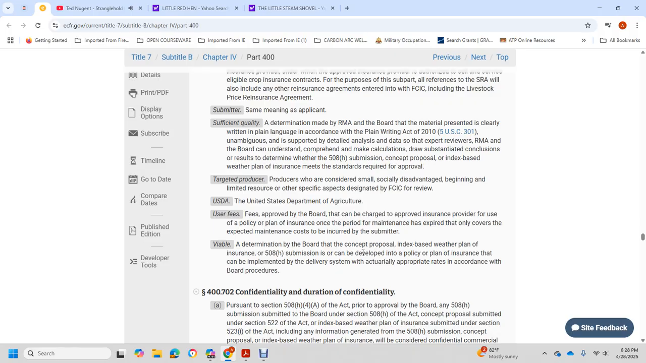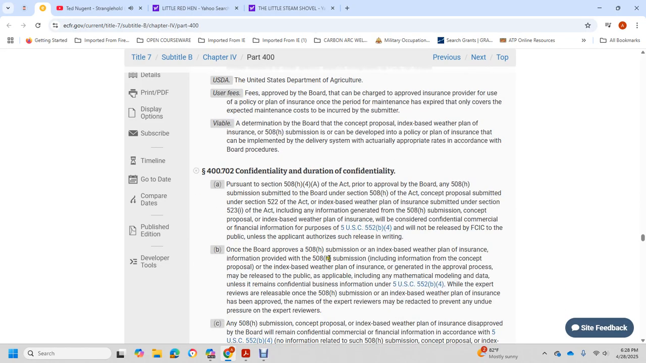Valuable determination by the board with the concept proposed with the index weather plan of insurance with the 508 submission, with the development of the policy plan of insurance that can be implemented with the delivery system, with actuarially appropriate rates in accordance with the basic board procedure. Section 40702.